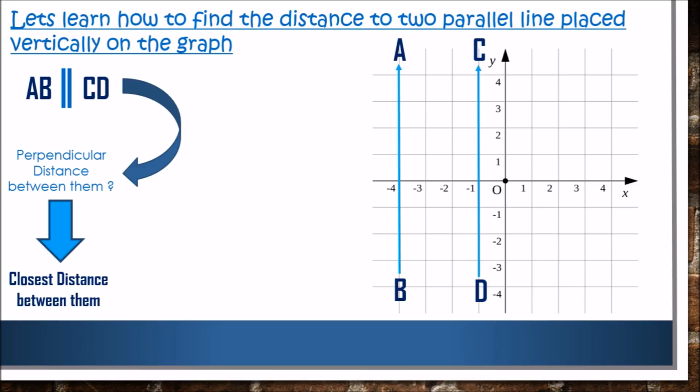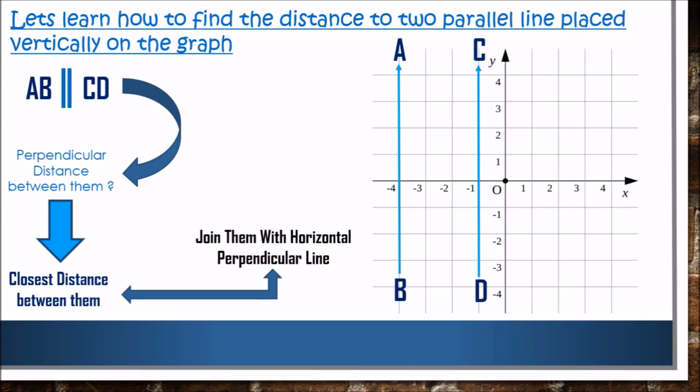So in order to find out the closest distance between them, we have to join these two lines with help of a horizontal perpendicular line. Now what is a horizontal perpendicular line? A horizontal perpendicular line is a horizontal line which cuts lines AB and CD at a 90-degree angle. So once we have our line, we can count the units, and those units will be the distance between these two parallel lines. Let's see how it goes.